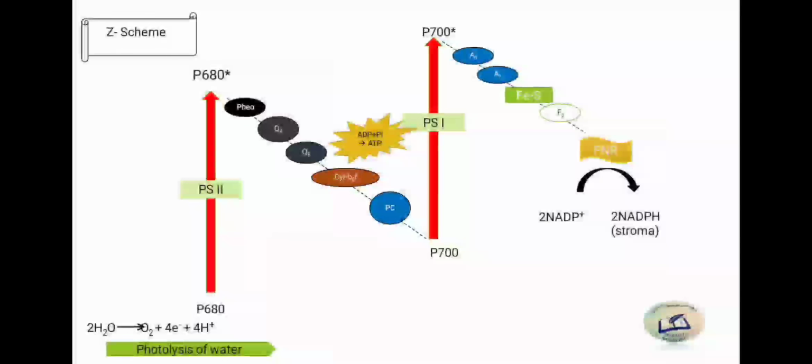So at first let me tell you that the reaction starts from P680. Okay, the reaction starts from P680, that is PS2. Here we have the reaction center in which the main part is chlorophyll A along with other accessory pigments. Now what happens when the electron is released? The electron is released and it is getting excited.